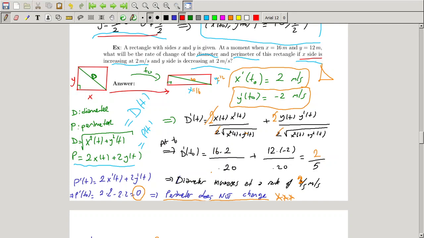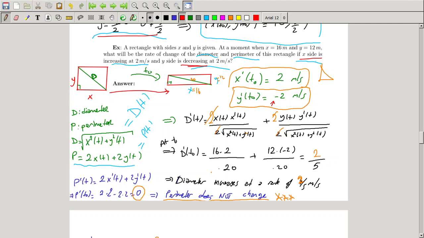So x prime is given as 2, and y is decreasing. Pay attention, whenever it is decreasing, the question does not write minus 2. You must write it in the given, when you solve it, you must write it is equal to minus 2, because the question states decreasing, but it will not write minus 2.